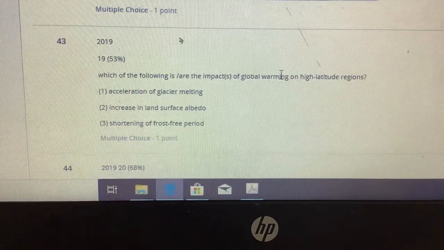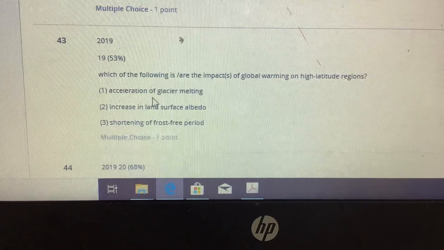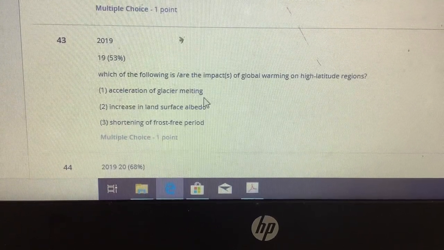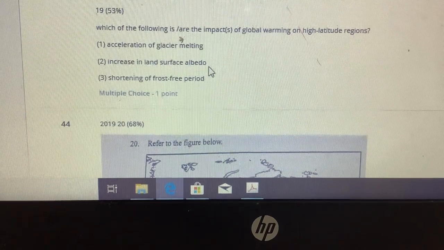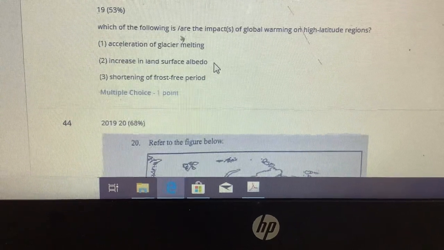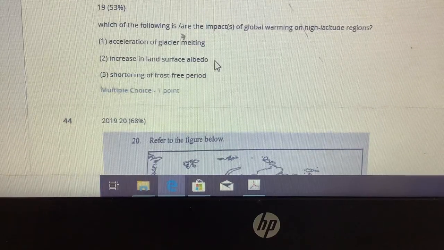Next one. Which of the following is the impact of the global warming in the higher latitudinal regions? It comes again. Acceleration of the glacier melting, true. Increase of surface albedo. Not right. Okay. Albedo is talking about the reflection rate of the land surface. And if we have more snow, the albedo will increase.